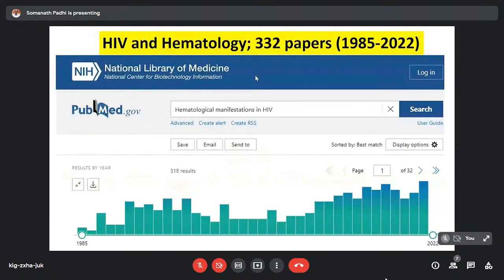So when I was going through the literature, this is what I searched: hematological manifestations in HIV. As you can see, since 1981, the first case reports were from Los Angeles, and from 1985 till 2022, in HIV and hematology there are almost 3,332 papers, including abstracts, full texts, case reports, case series, reviews, and meta-analyses. As you can see, the bar diagrams are piling up in 2022, and of course it is now being superseded by a lot of COVID-related papers.